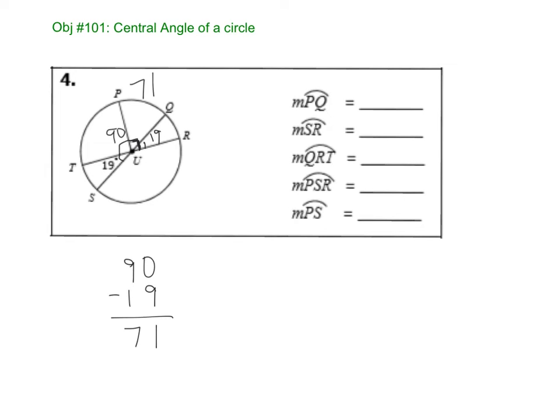And then how are we going to find SR? Well, we have, again, our diameter. If this piece is 19, 180 minus 19, let's see, 151. All right, I did all the hard work first, now just filling in. 71, SR is 151, QRT. I think that one's going to be a little more work.